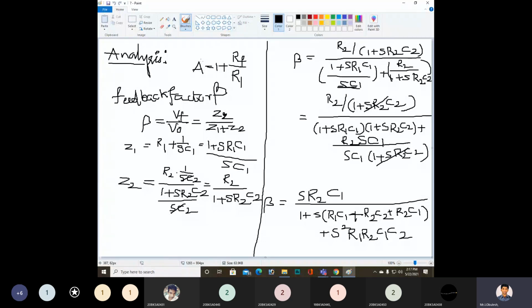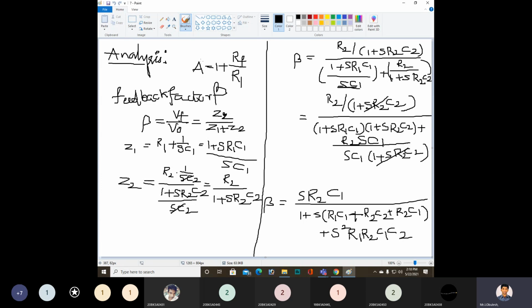You know it, Z1 is equal to R1 plus 1 by SC1. You need to simplify that. You will get 1 plus S R1 C1 by SC1. Then Z2 is equal to R2 into 1 by SC2, because here R2 and C2 are in parallel, so it is R2 into 1 by SC2 by R2 plus 1 by SC2, which is R2 into 1 by SC2 by 1 plus S R2 C2 by S C2. So SC2 is going to cancel. Then you will get R2 by 1 plus S R2 C2.